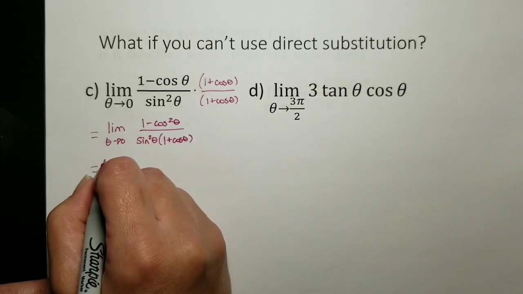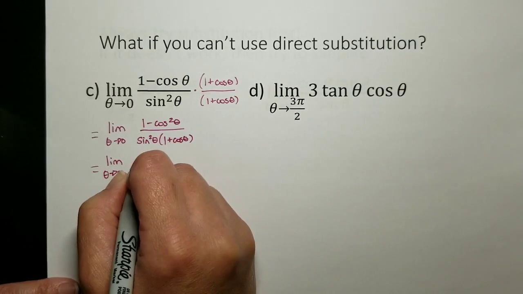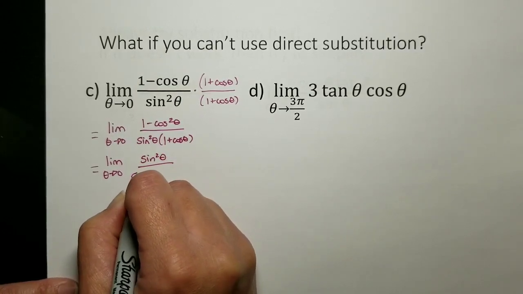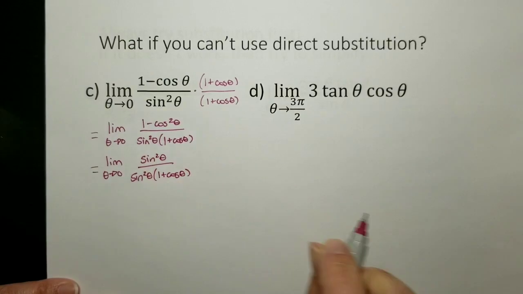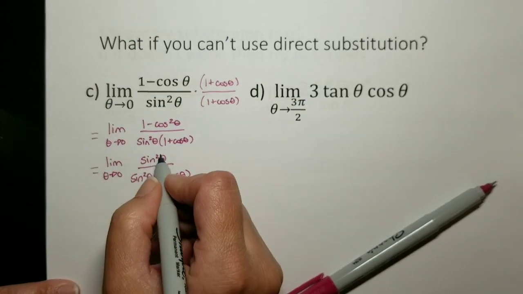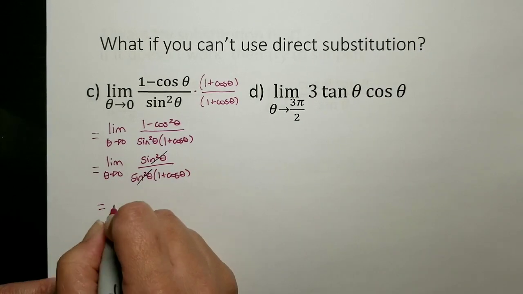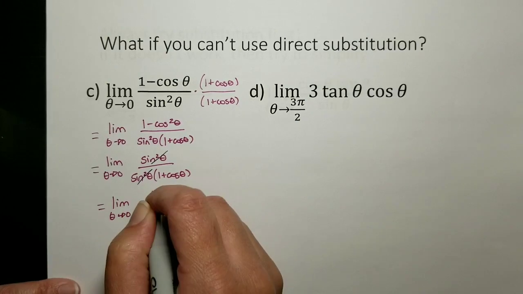And then this is the limit as theta approaches 0 of sine squared theta over sine squared theta times 1 plus cos theta. And then we know we can reduce that sine squared top and bottom. So we've got the limit, and now it's simplified to a point where we can sub in.